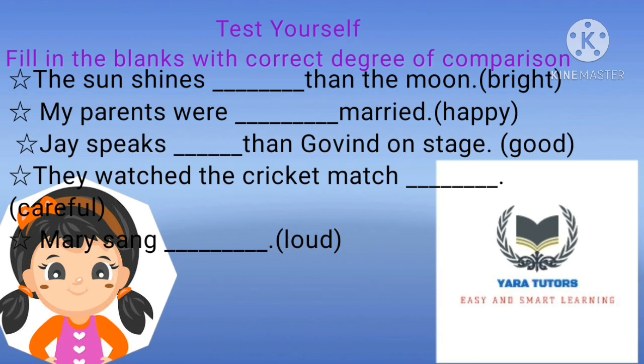Here is a test yourself question. Fill in the blanks with the correct degree of comparison. First one, the sun shines dash than the moon. It is bright. So when comparing, we write it as more brightly. My parents were dash married. Bracket is happy, so we'll use happily. Jai speaks dash than Govind on stage. Good, so it is better.